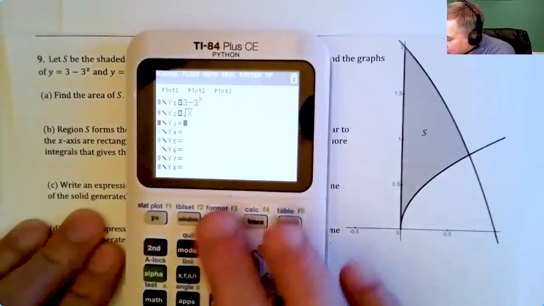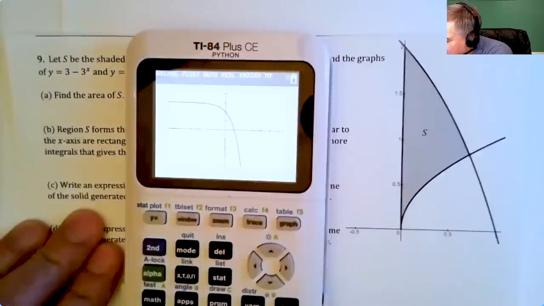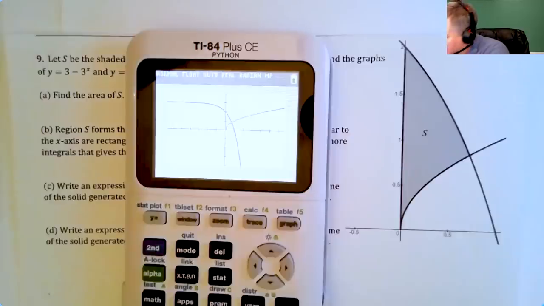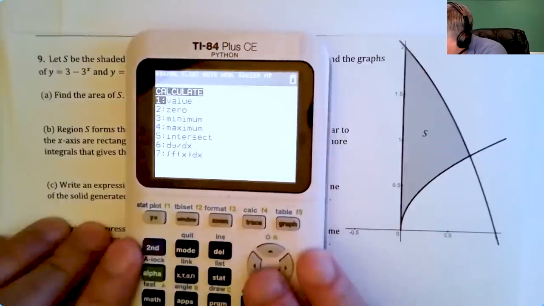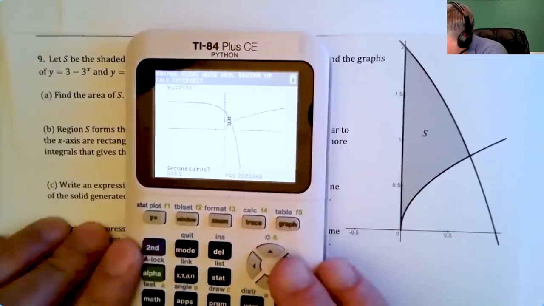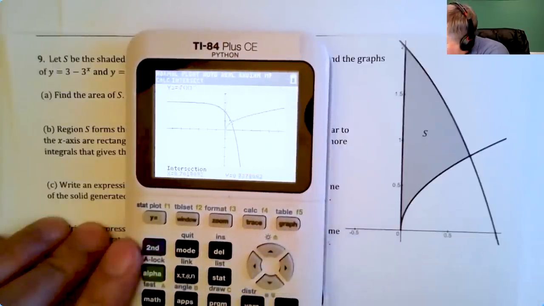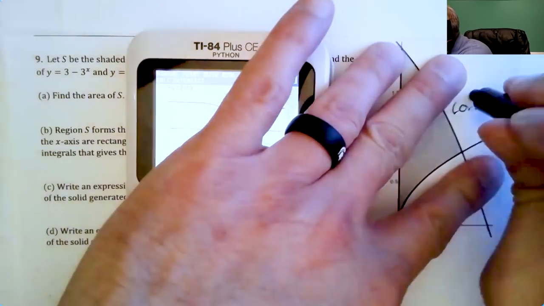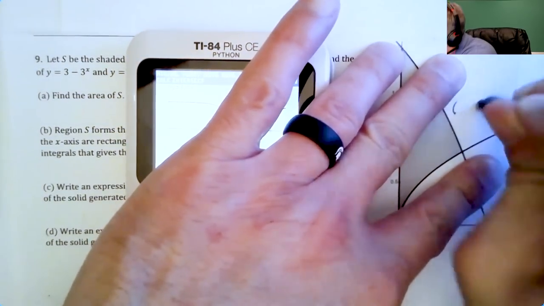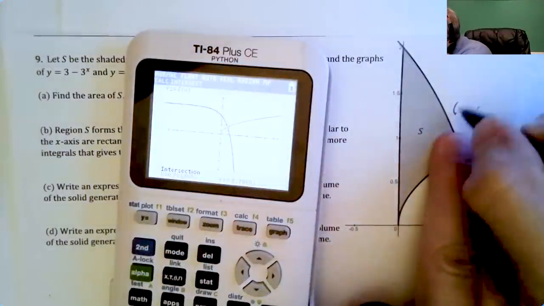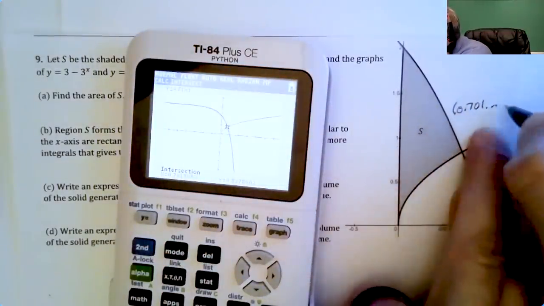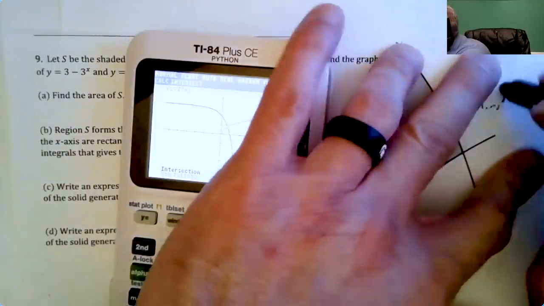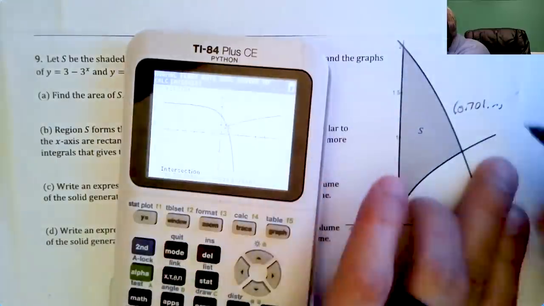So here's my normal window. I could zoom in on that if I wanted to, but that's a pretty nice graph, and we can see it looks like the same shape. I'm going to second calculate my intersection, and I'm going to label that on here. So that is the point 0.701..., 0.837. Man, my handwriting is horrible.